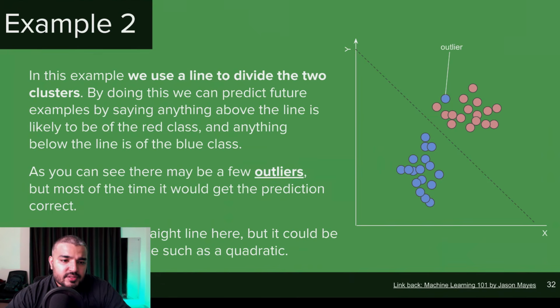And example number 2 is about clusters. Now, this is something that we discussed. So here, in this example, we use a line to divide the 2 clusters. This is one data point about a specific entity. This is a second data point about a specific entity. As you can see, there may be a few outliers.